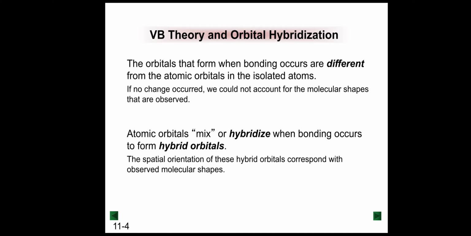Valence bond theory and orbital hybridization. The orbitals that form when bonding occurs are different from the atomic orbitals in the isolated atoms. If no change occurred, we could not account for the molecular shapes that are observed. Atomic orbitals mix or hybridize when bonding occurs to form hybrid orbitals. The spatial orientation of these hybrid orbitals corresponds with the observed molecular shapes.